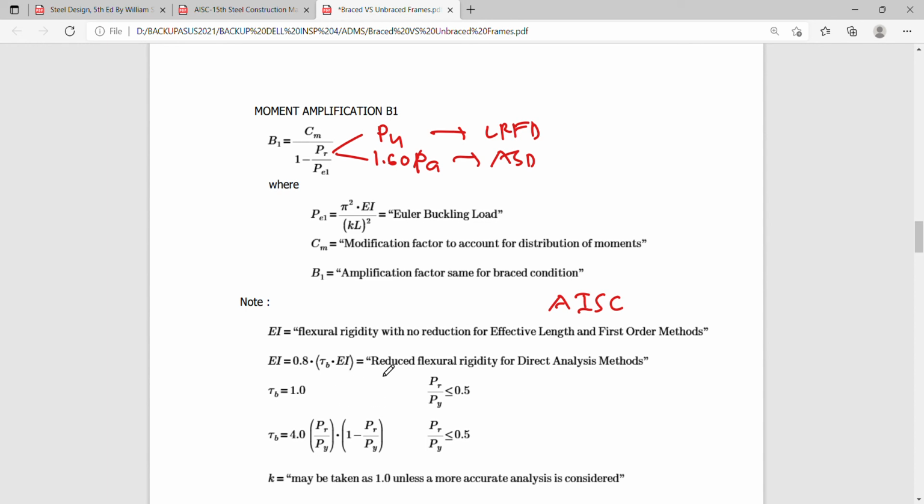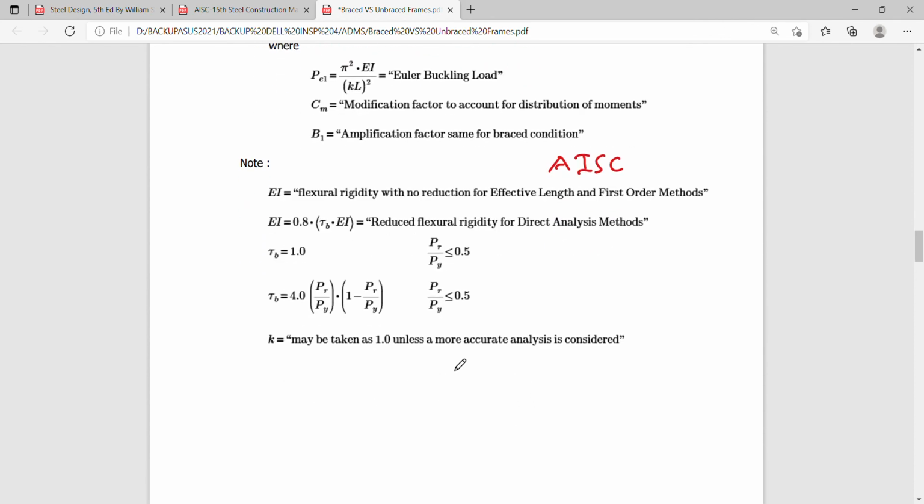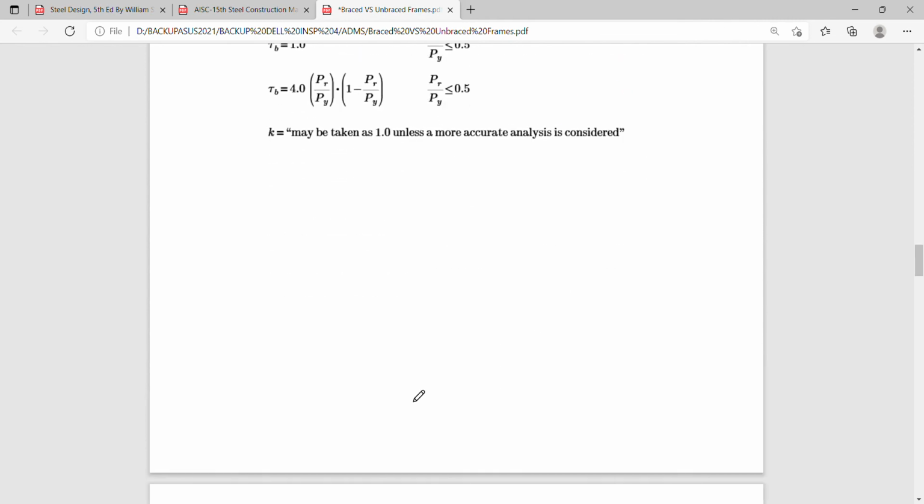So there's a reduced stiffness here equivalent to 0.8 tau B EI, where tau B is 1 for the ratio PR over PY less than or equal to 0.5, and tau B is equal to 4 times PR over PY multiplied by 1 minus PR over PY for PR over PY greater than 0.5. So in either case, K may be taken as 1 unless a more accurate analysis is to be considered.